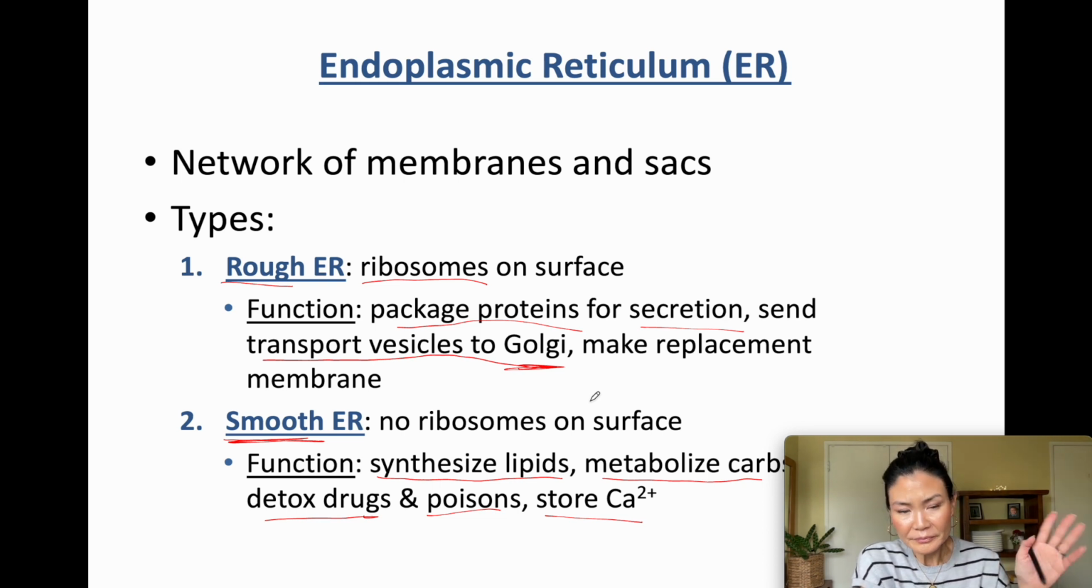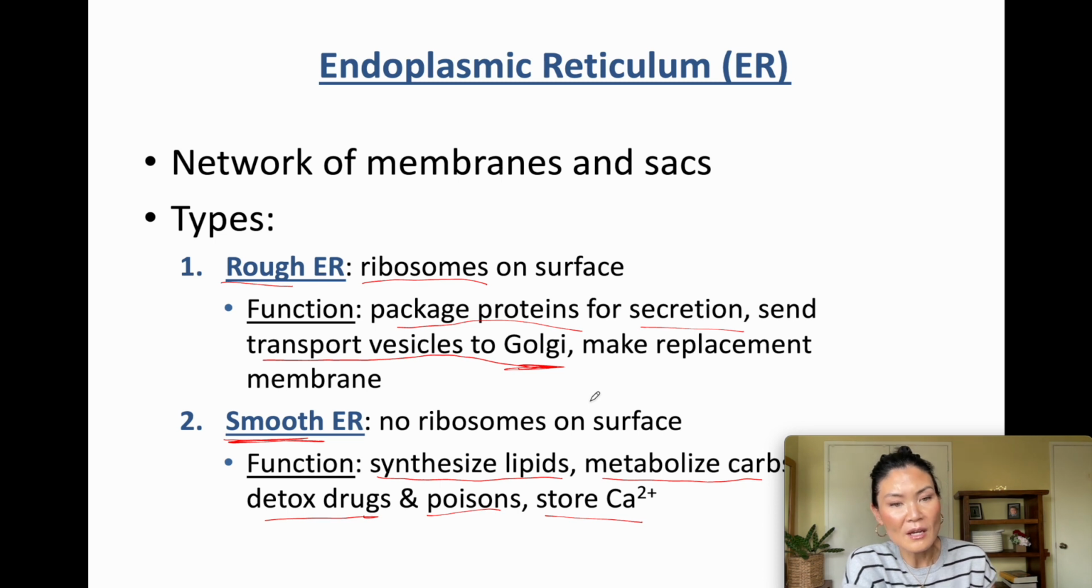This is where it really depends on what part of the body we're talking about. Like, for example, in the liver cells, there's a lot of smooth ER because the liver detoxes drugs and poisons. Usually when somebody is an alcoholic, they might have liver failure because alcohol is a poison, it's a toxin, and that's where alcohol is metabolized. Somebody that's an alcoholic might sadly die of liver failure, or cirrhosis.